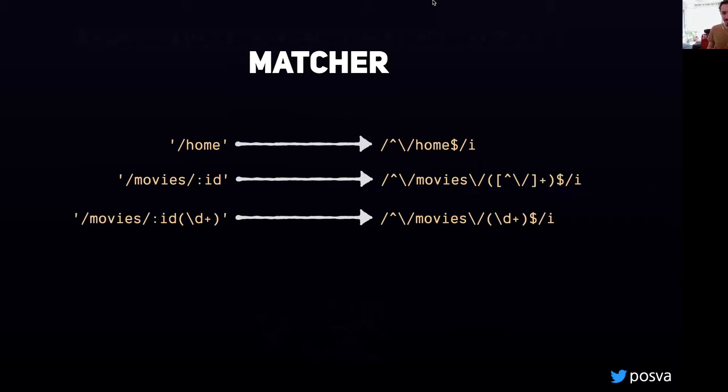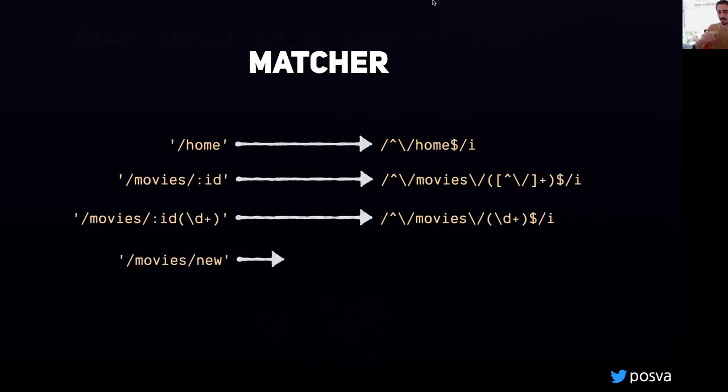Now, there is no need to dive into the regular expressions, but here we have a /home page, we have a /movies/:id, where :id is a dynamic param, so you can match anything. And then we have a movies with an ID that can only be numbers using a custom regular expression.